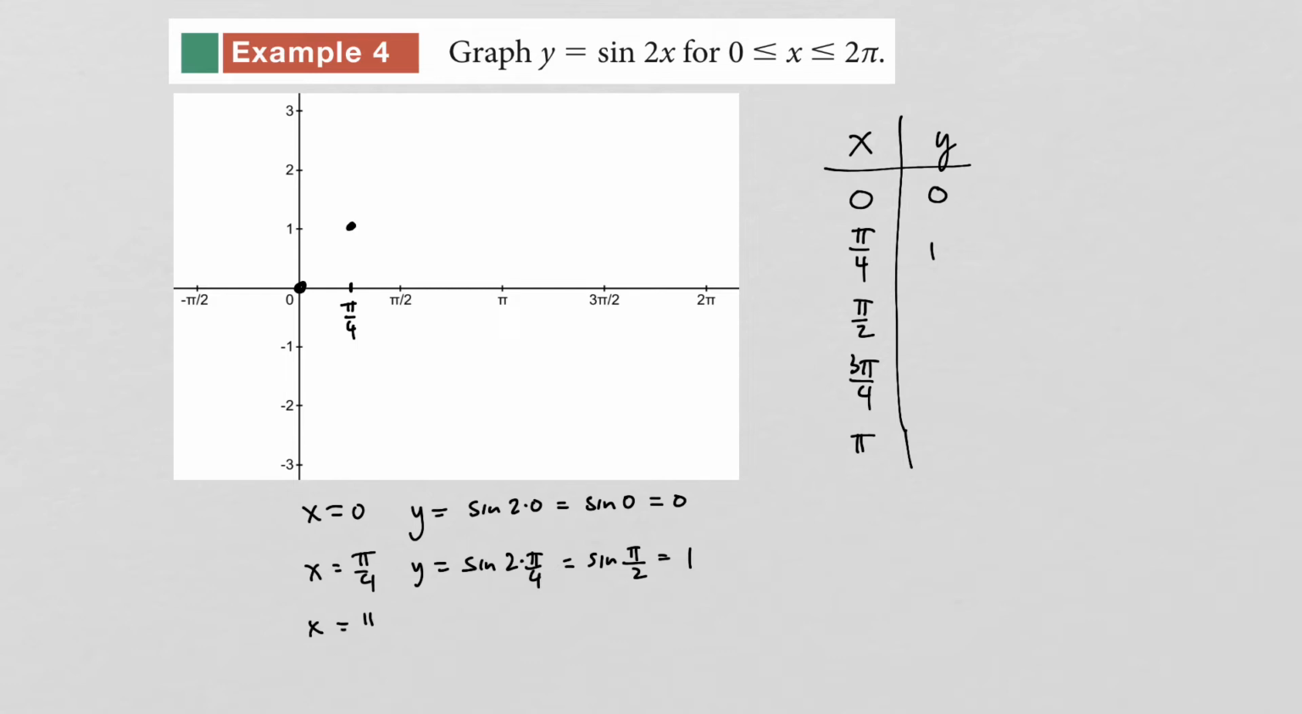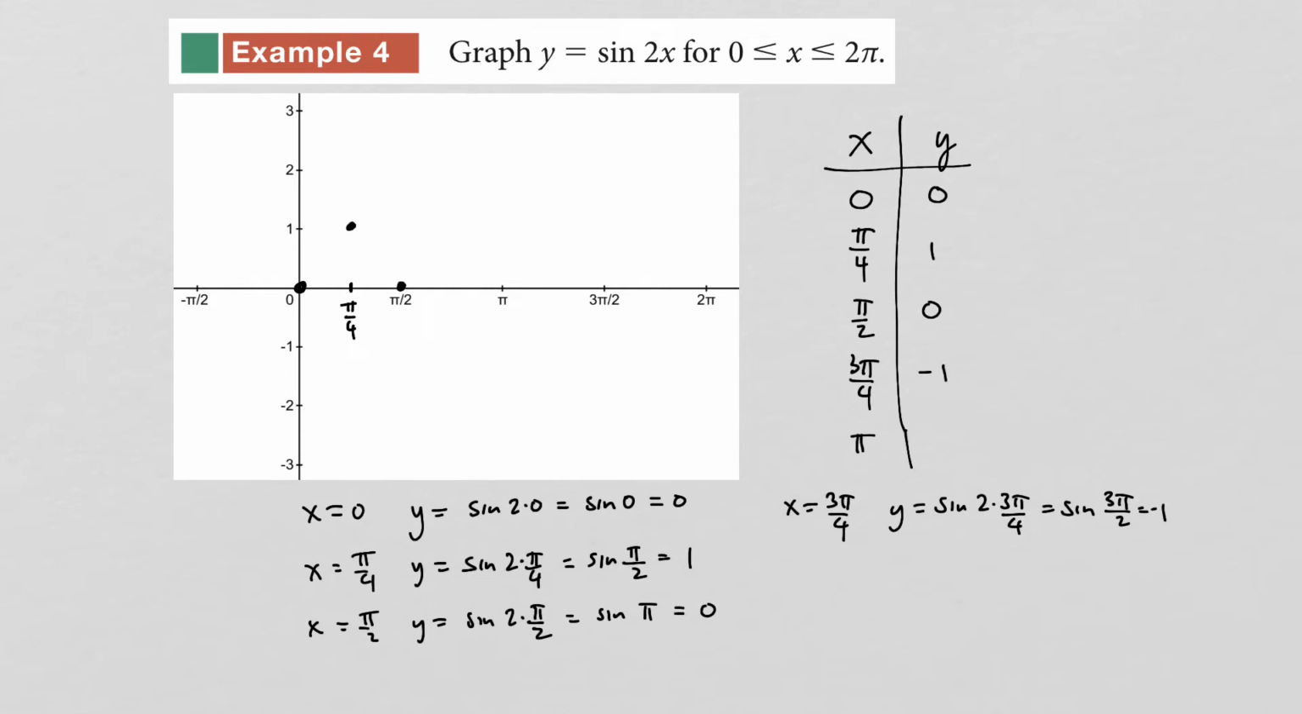When I plug in pi over 2, y is going to be sine of 2 times pi over 2. And the 2's cancel there, and we just get sine of pi. And sine of pi is 0. So at pi over 2, we are at 0 again. And then if I plug in 3 pi over 4, y is going to be the sine of 2 times 3 pi over 4. This is the sine of 3 pi over 2, and we know the sine of 3 pi over 2 is -1. So at 3 pi over 4, which is this value on the x-axis, sine is -1 in this case. And if I plug in pi, y is the sine of 2 times pi, and sine of 2 pi is 0. So at pi, we are at 0 again.